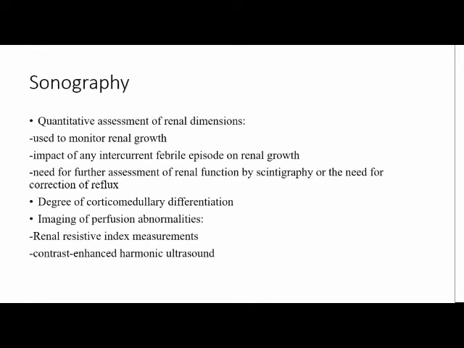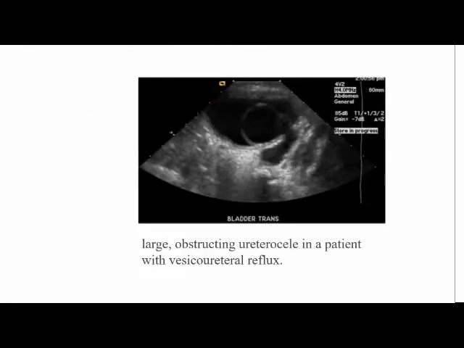Coming to the USG, the quantitative assessment of the renal dimension. It's used to monitor the renal growth, impact of any intercurrent febrile episodes on renal growth, need for further assessment of the renal function by scintigraphy or the need for correction of reflux. Degree of corticomedullary differentiation can be seen. Imaging of the perfusion abnormalities. Renal resistive index measurements can be done. Contrast enhanced harmonic ultrasounds can be used. This is the ultrasound picture showing a large obstructive ureterocele in a patient with VUR.